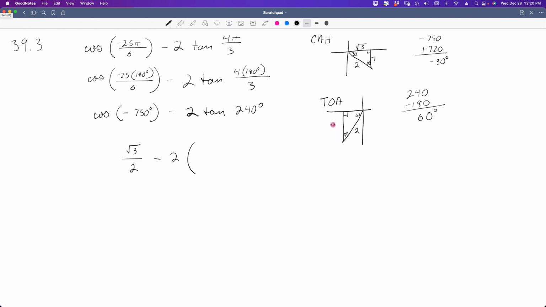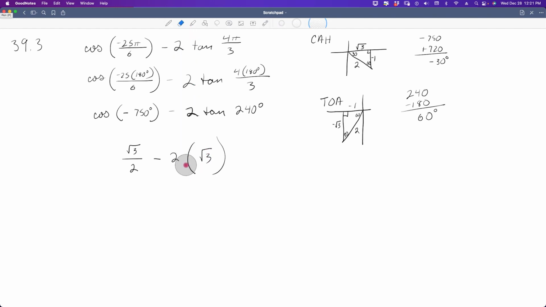This is going to be a negative square root of 3. And this is going to be a negative 1. So those are all, these two are negatives. So TOA is opposite over adjacent. So these are both negative. So a negative over negative is a positive. So the opposite is negative square root of 3 over a negative 1. So if you have a negative square root of 3 over a negative 1, guess what? That just becomes a positive square root of 3.